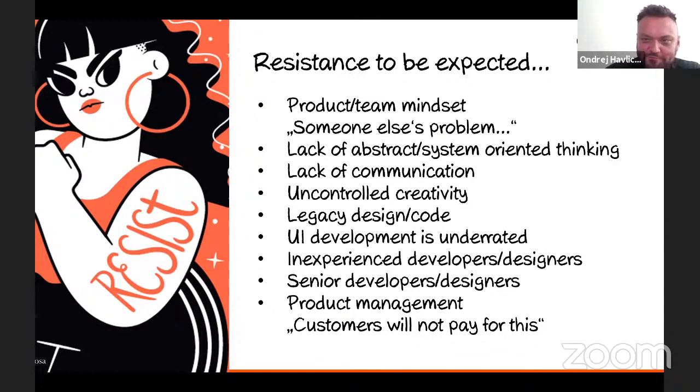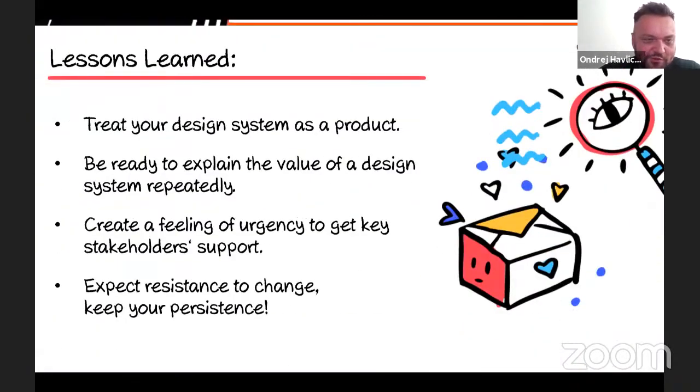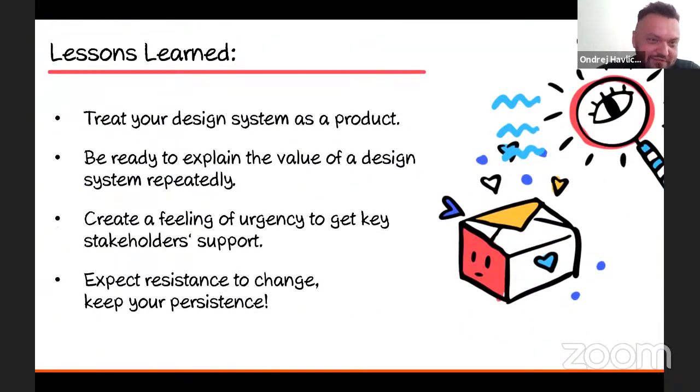So what we learned. We believe, or I believe, that a good way of implementing a design system is to treat it as a product. You need to be ready to explain the value, repeatedly and persistently. And you need to be able to create a feeling of urgency to get this change moving.